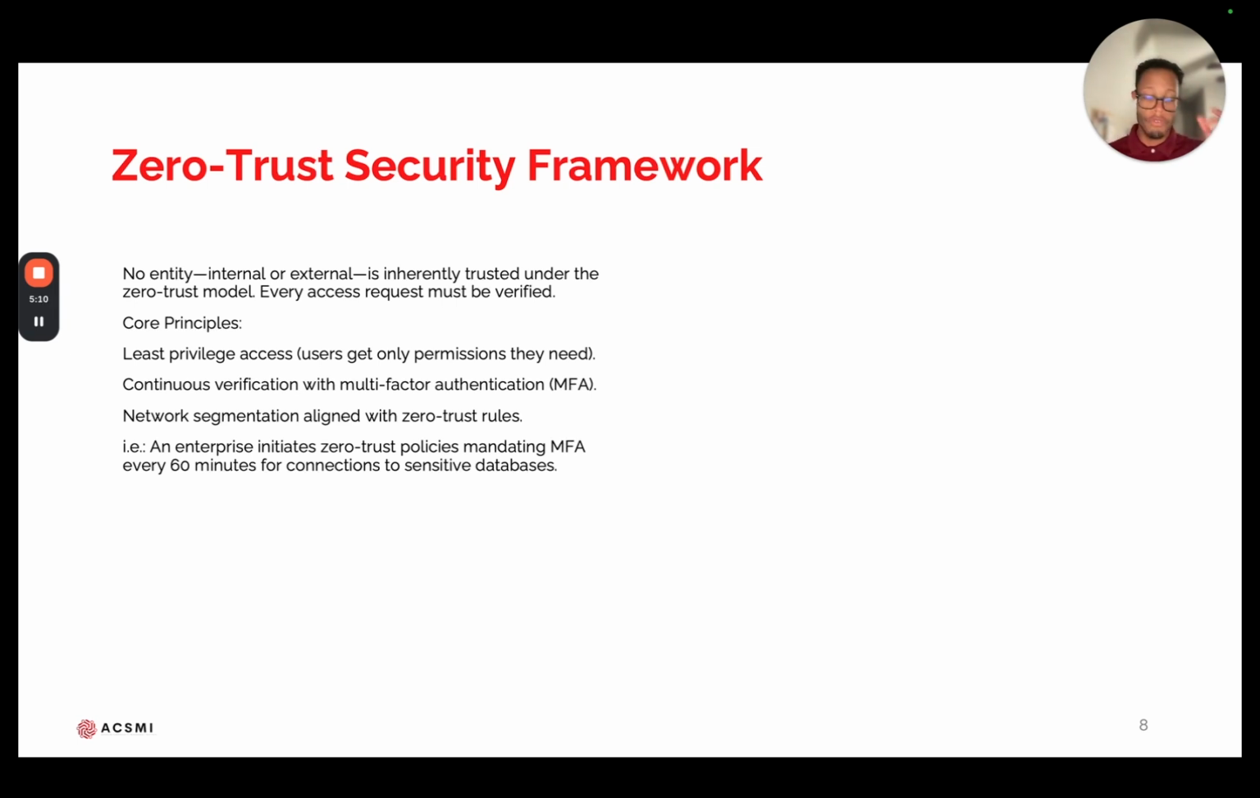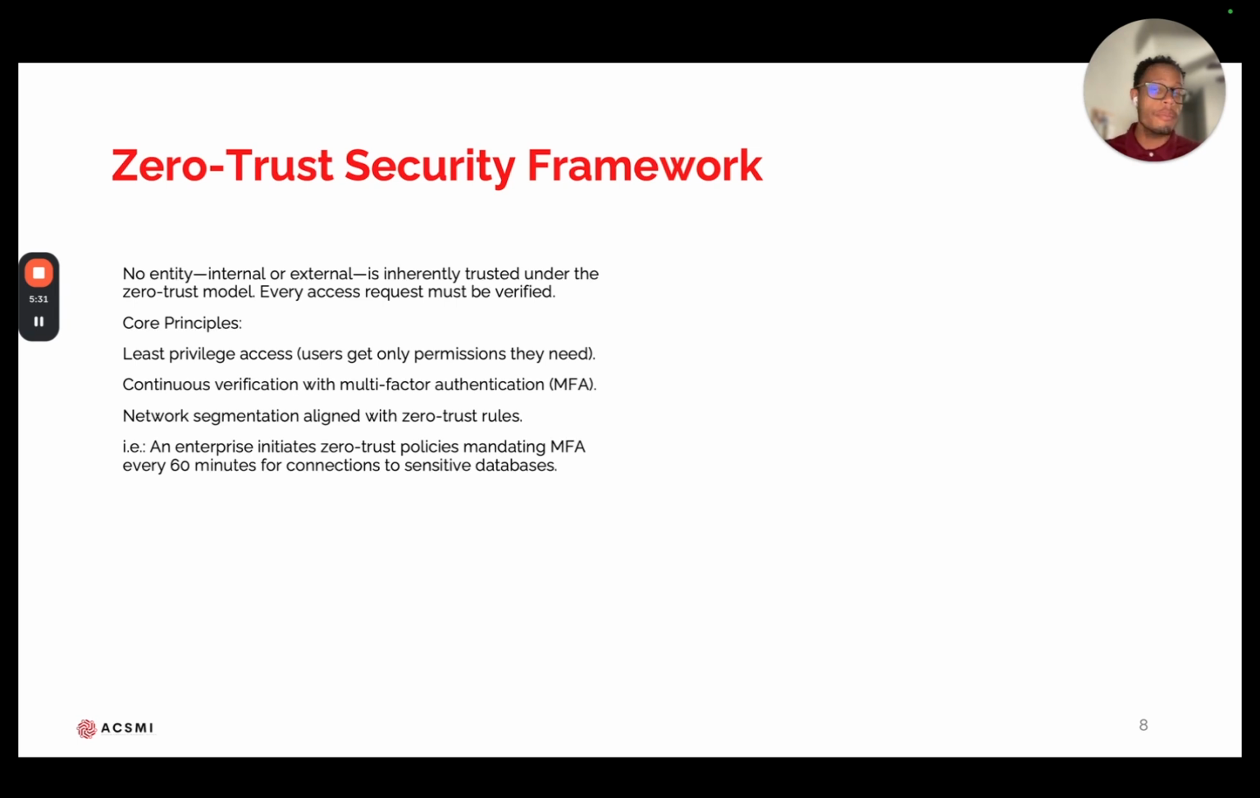We're not going to trust you. We're going to verify you, though, to make sure you're good. The core principles around this are going to be least privilege, like we talked about before. We really only want to give them the information that they need, and that's it. That is all we're going to give them. Nothing more, nothing less. All the permissions. That's it. And to continually verify with multi-factor authentication.